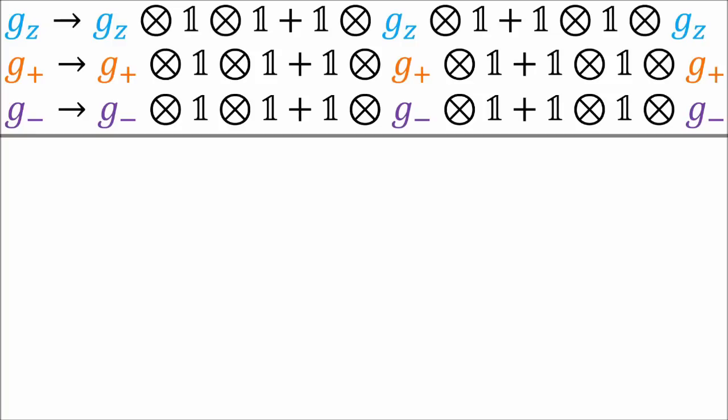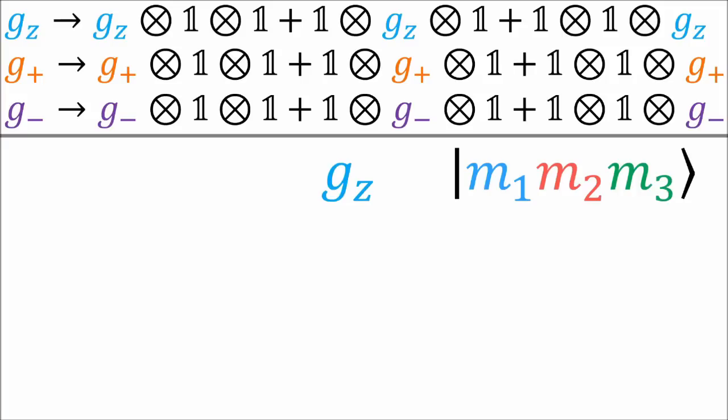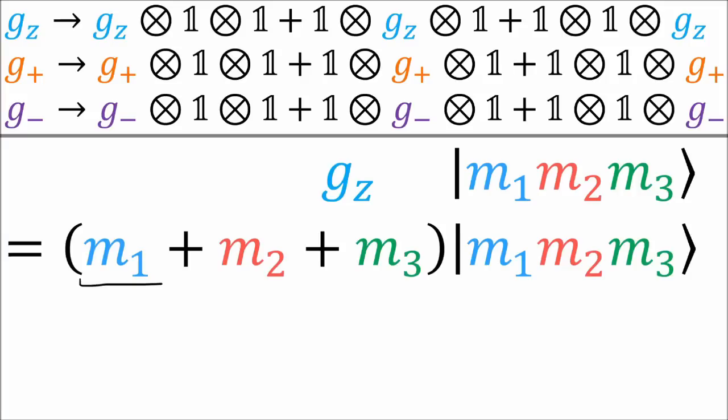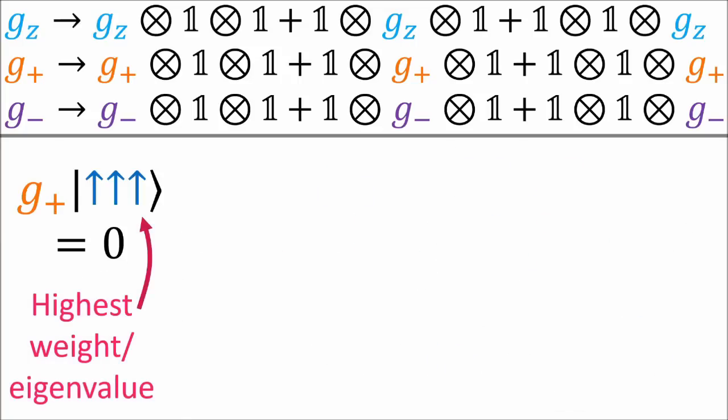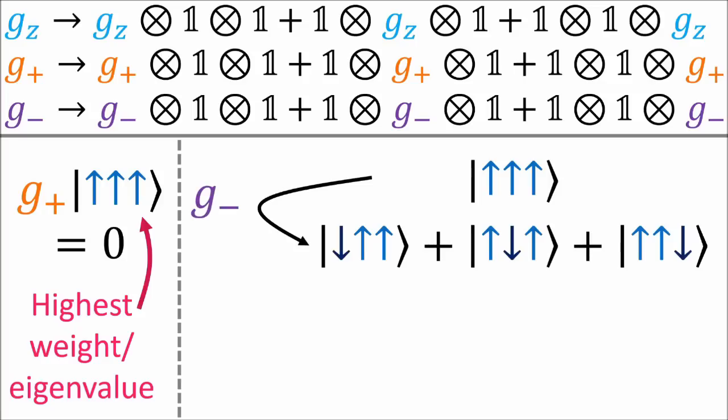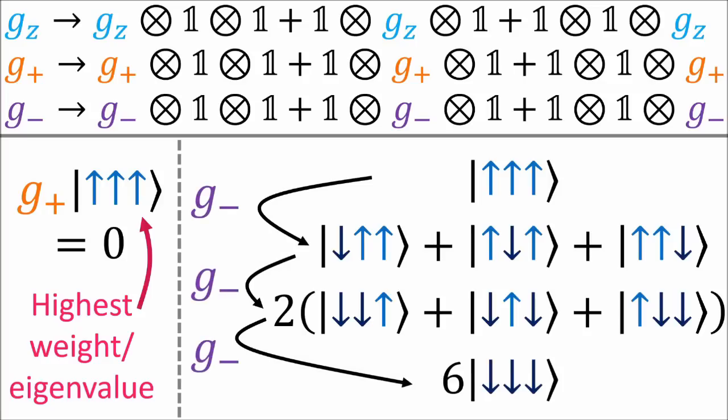This immediately gives us definitions for the eigenvalue and ladder operators. As before, the eigenvalue operator acting on a tensor product state simply gives the eigenvalues of each state in the tensor product and sums them together. So the eigenvalue of the up state is 1/2 plus 1/2 plus 1/2 equals 3/2. This is a highest weight state, and we can use the lowering operator to build the rest of the basis for a spin 3/2 irrep.